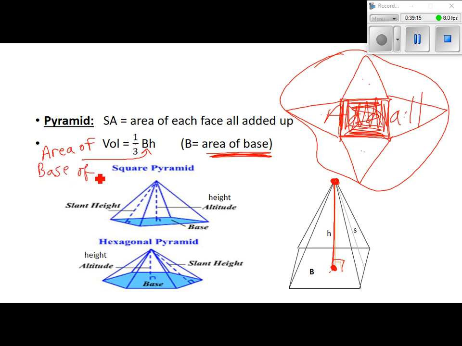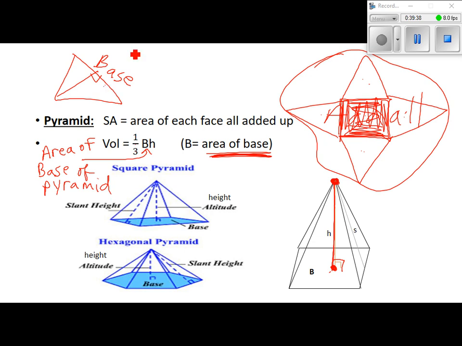You have to not get all these different bases confused, because in a triangle, this side would be the base of the triangle. Well, that's a different base than the base of the entire pyramid. So that big B is the area of the base.